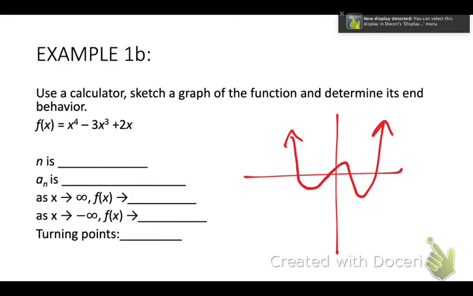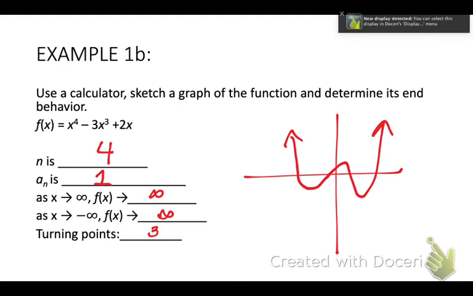So my highest degree n, in this case, is 4. My leading coefficient is 1. As x is going to positive infinity, my y is going to positive infinity. As x is approaching negative infinity, my y is also approaching positive infinity. How many turning points do we have here? 3. Good. All right, so turning point, turning point, turning point.